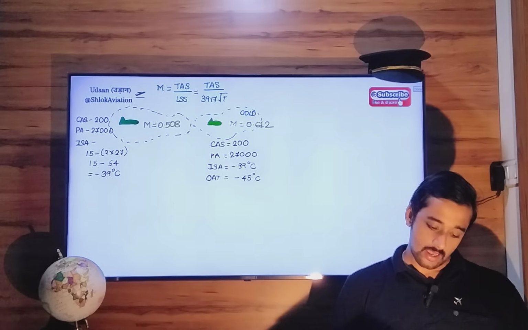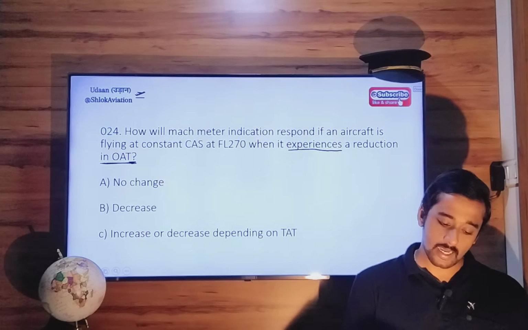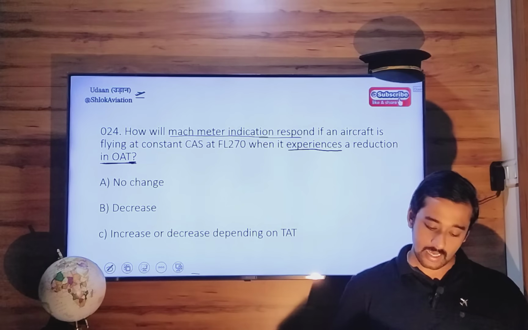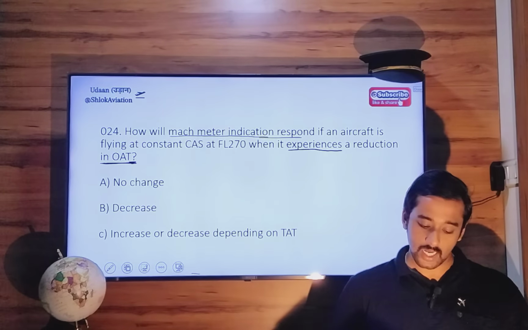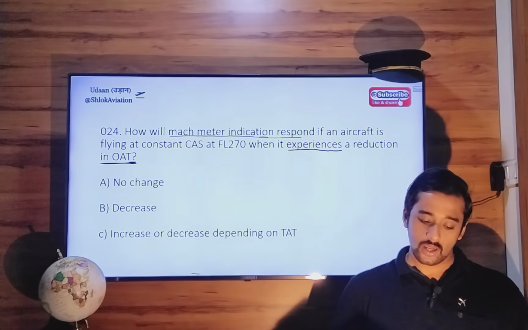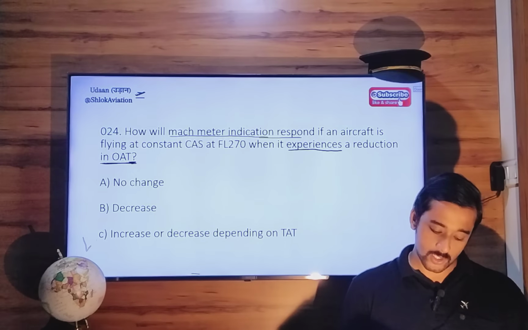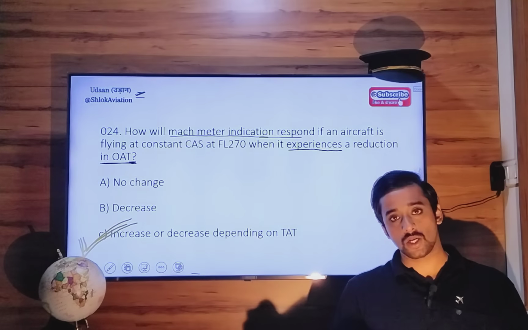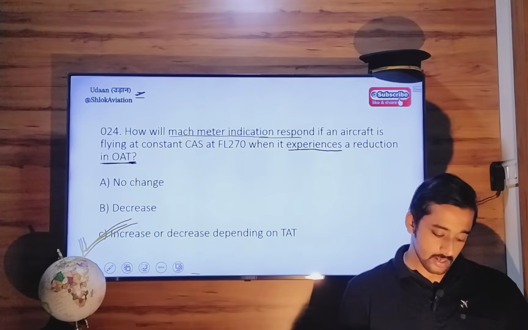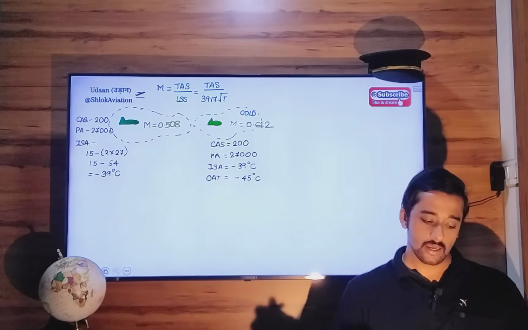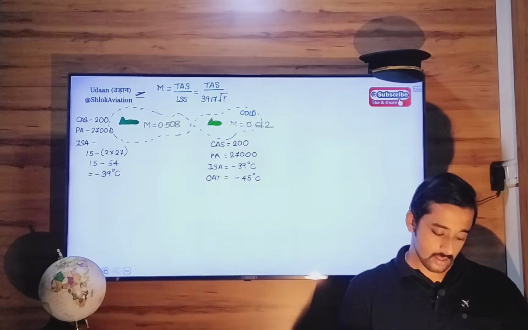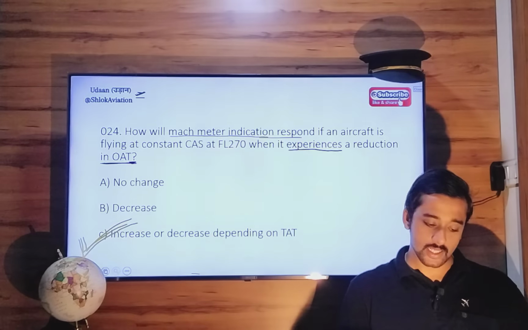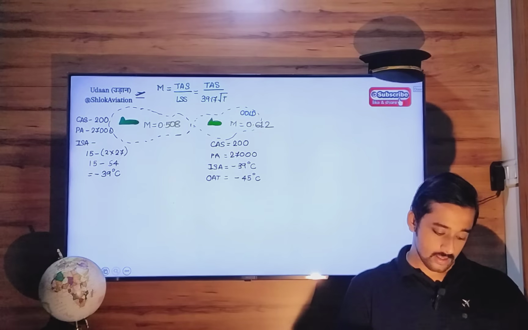So the result is, how will Mach meter indication respond? The Mach meter indication will increase. There will be no change. There will be a decrease. There will be increase or decrease depending on total air temperature. So the most suitable option is Charlie. It can increase, it can also decrease depending on total air temperature, the outside temperature, how much colder the outside air temperature is. Okay. So 24 is Charlie. This is how I have explained to you the concept.